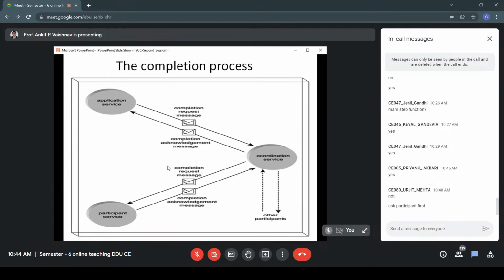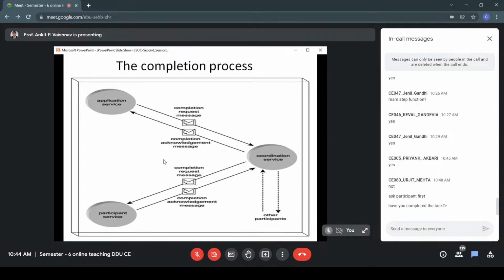Yes, exactly. So it is a feedback collection process, right? It is a feedback collection. You are informing coordinator. Yes, exactly. That's correct, Urjit. You will be asking all participants that have you completed the task, right? And it will wait for all the responses, right? If it is atomic transaction coordinator, then it has to decide the outcome based on all positive responses, right? Because if any one service responds with negative acknowledgement, then what you have to do in that case?